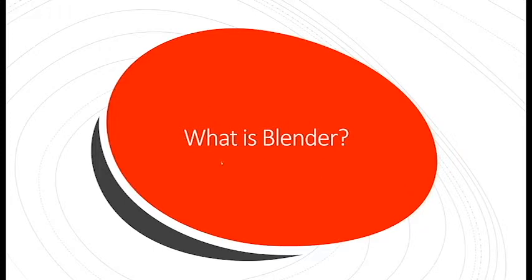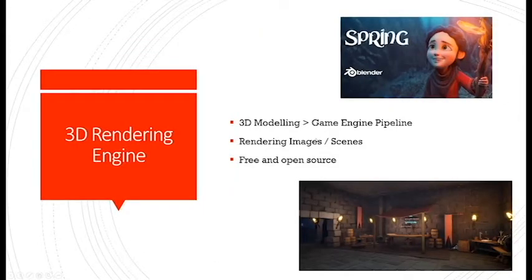So first off, what is Blender? So Blender is a 3D rendering engine. It's primarily used for 3D modeling, which is a section of the game engine pipeline. But you can also use it to render images or scenes or whatnot. And this can be seen in this top right corner. Blender's actually done a full short film that they've rendered out and done all the animation for and all the VFX for, all in Blender just to kind of show how powerful it is.